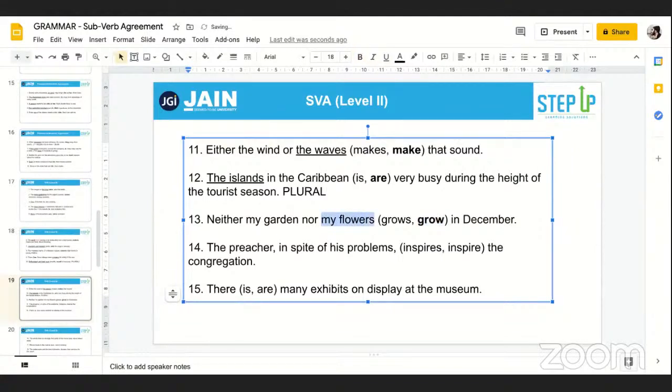Five. Islands. Inspires. Inspires, sir. Number 14, inspire. There are many, sir. Number 15, many.